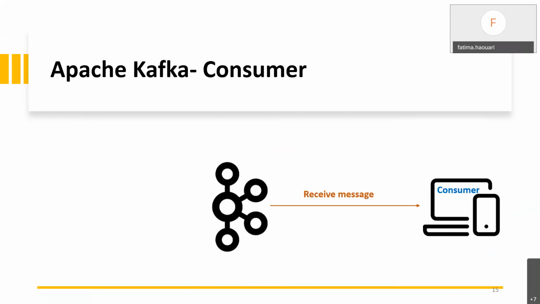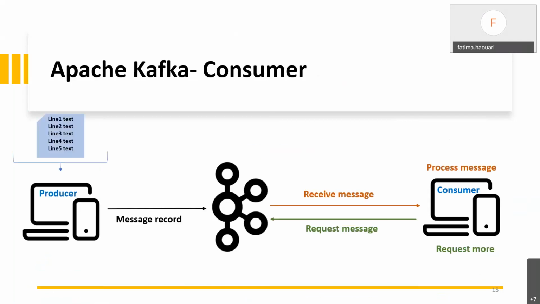The consumer is the one who will consume these messages from the Kafka server, but it should request for messages. So basically, the consumer will have an infinite loop that will keep requesting messages from the Kafka server. And the Kafka server will keep sending messages to the consumer as long as it is receiving from the producer.